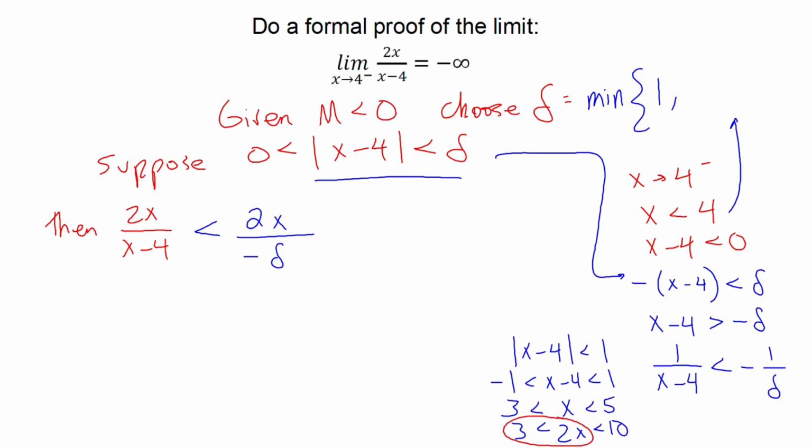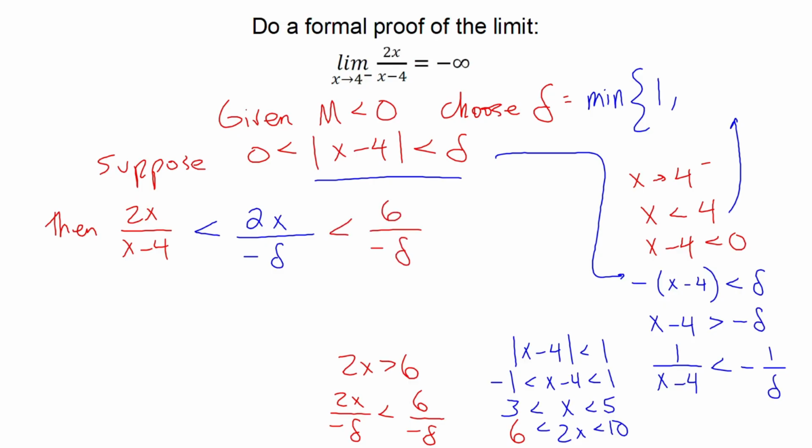So if I work that over here, if I have 2x is greater than 3, right? Well, not greater than 3, greater than 6. 2 times 3 is 6. So if I have 2x is greater than 6, then when I divide those both by negative delta, 2x over negative delta should be less than 6 over negative delta. So I can say this is less than 6 over negative delta, which will allow me to finish off this proof here. Right? I can replace the 6 over negative delta with M.